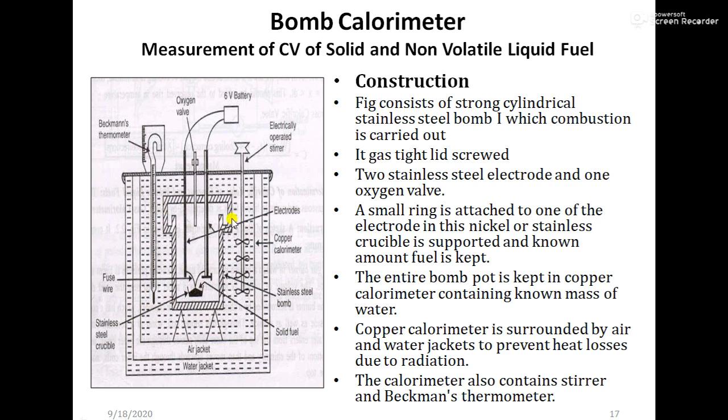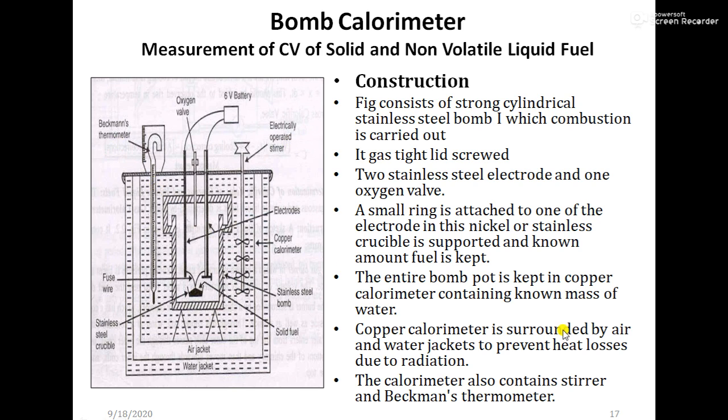So this bomb pot is kept in the copper calorimeter. So this is the copper calorimeter. Then it is placed in the water which is of known mass. It also contains an electrically operated stirrer and a Beckmann's thermometer.